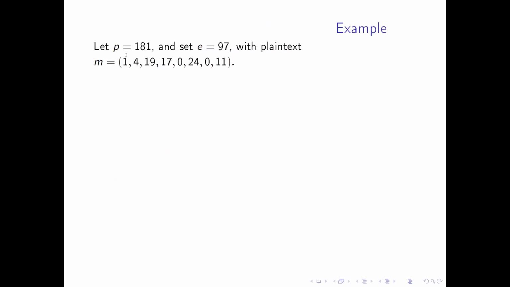So I'm going to pick P. I'm only going to do 181. Again, I'm going to do it relatively small, and E is 97. Now, here's my plain text. Notice my message is an array, a list. These are, in this case, between 0 and 26, so you could translate them into letters, and this could be B. Let's see, this one would be E. I forget what 19 is, and we could translate the rest of this. It doesn't really matter. This idea we can translate into blocks.